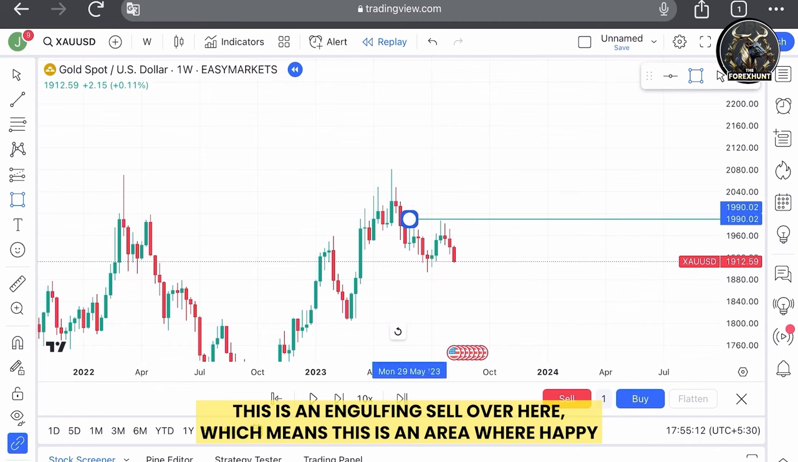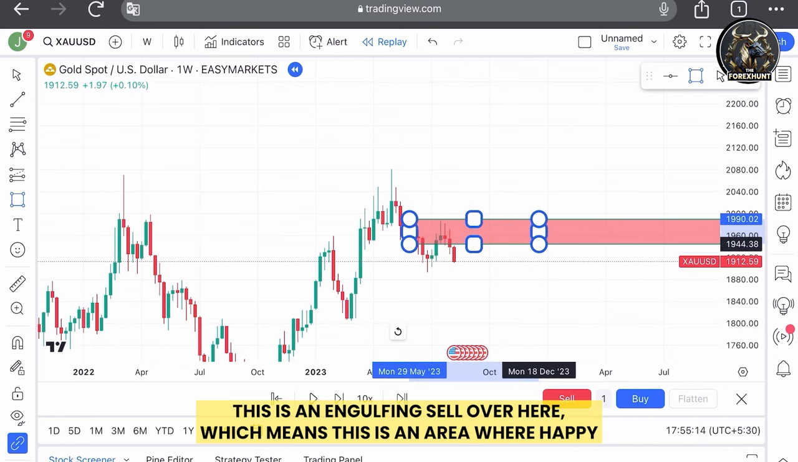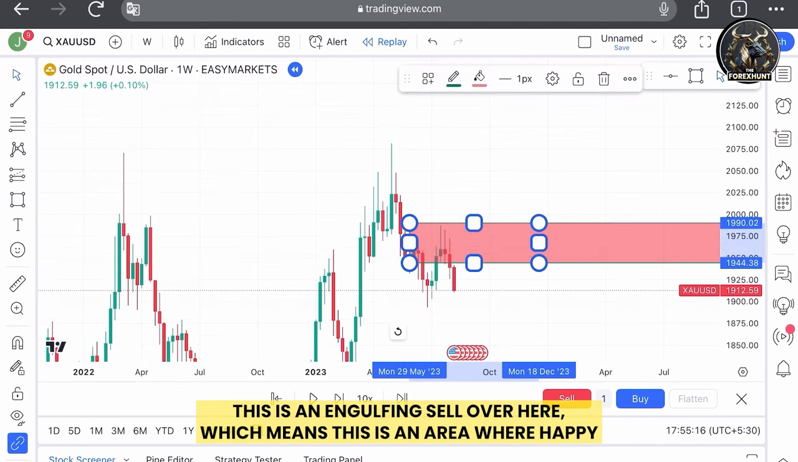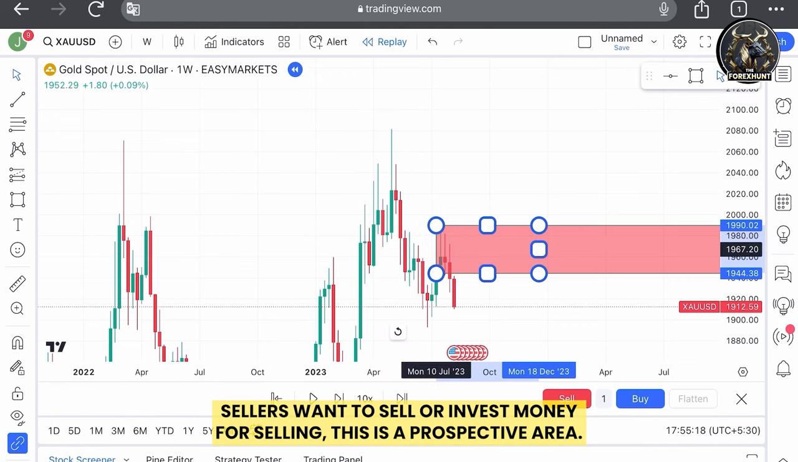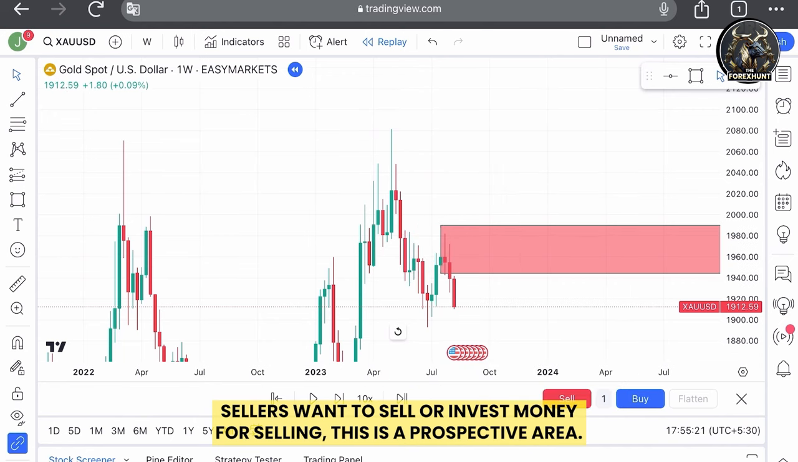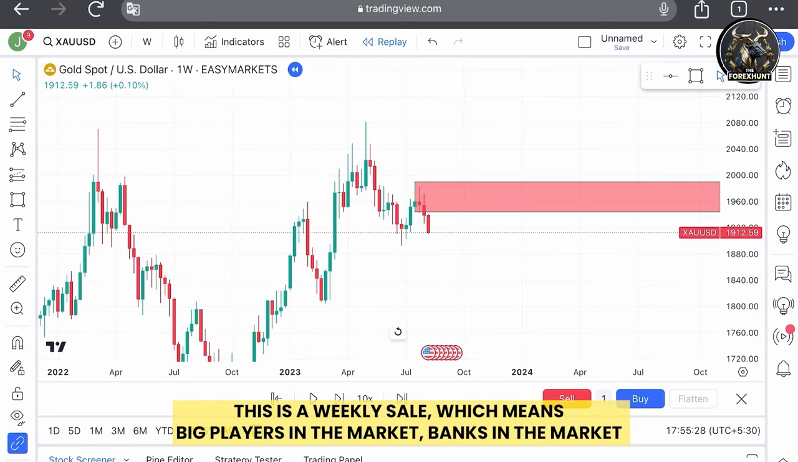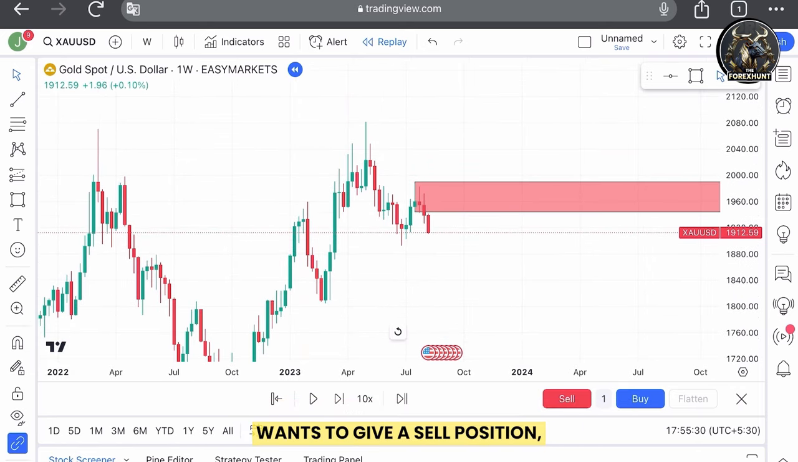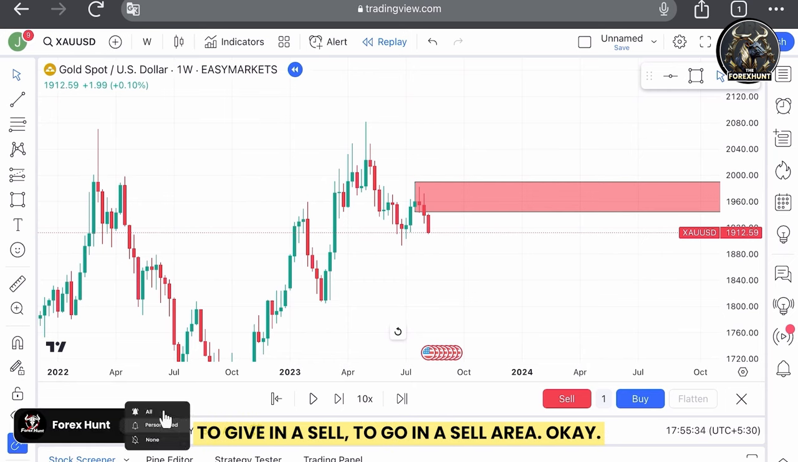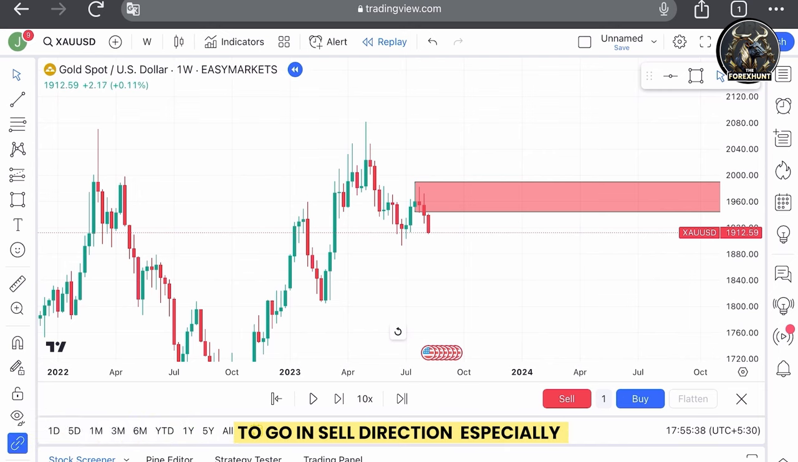This is an engulfing sell over here, which means this is an area where happy sellers want to sell or invest money for selling. This is a seller's perspective area. Now what? This is a weekly sell, which means big players in the market, banks in the market, want to go in a sell position, to go in a sell direction basically.